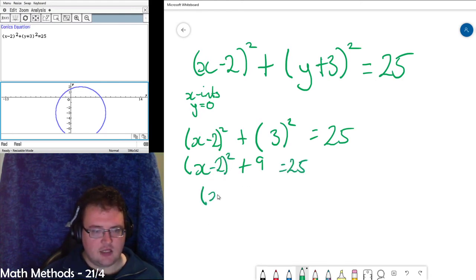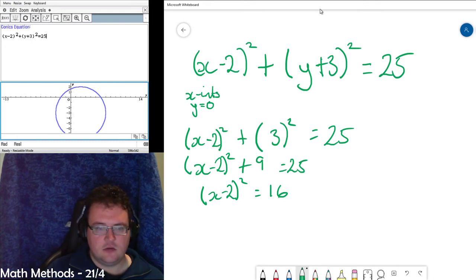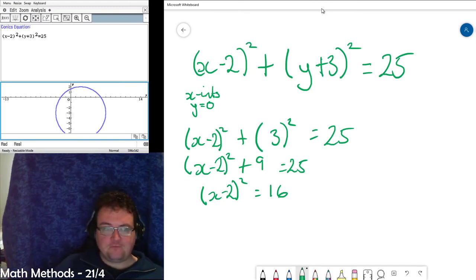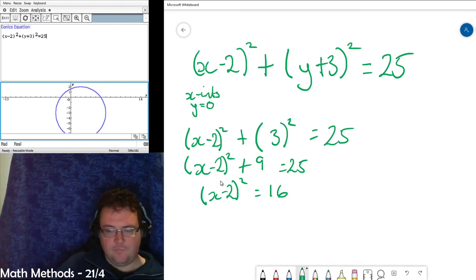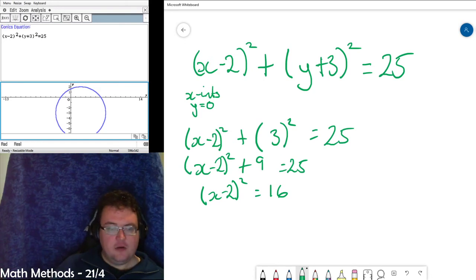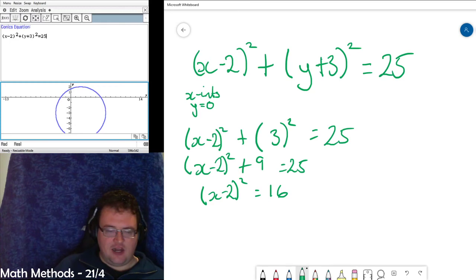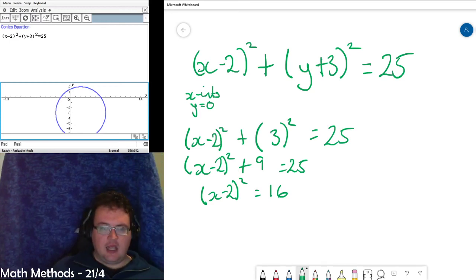Then I now have (x minus 2) squared equals 16, because I've subtracted from both sides. Now what do I do? I'm sure not done. What do I have to do next? I do not need to expand, although that is one possible way you could have done it. Yeah, square root both sides.